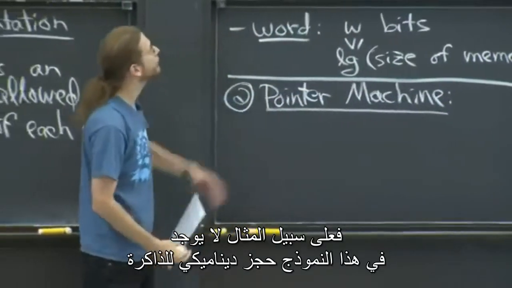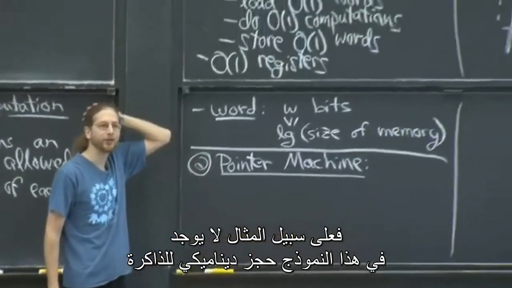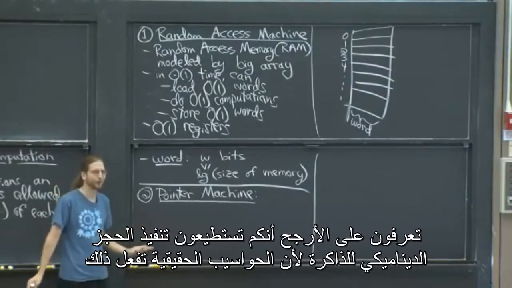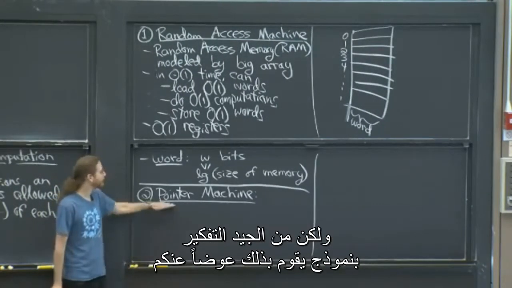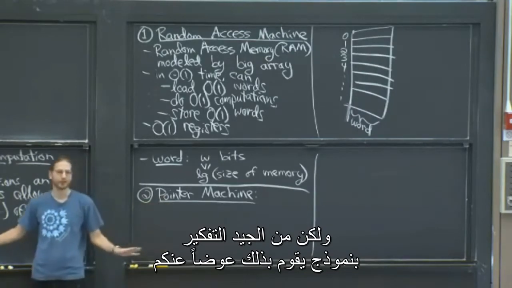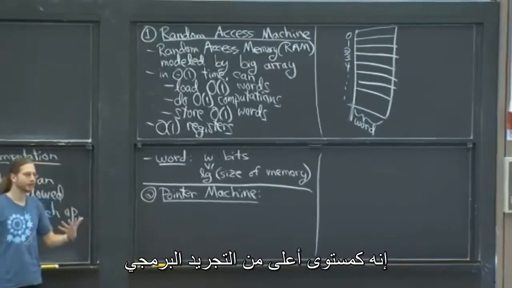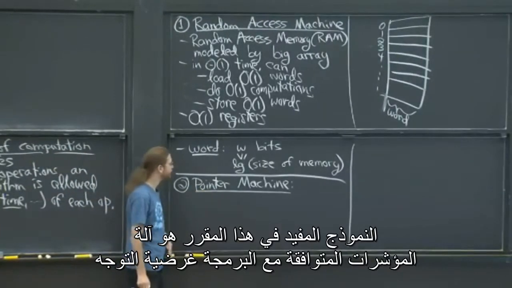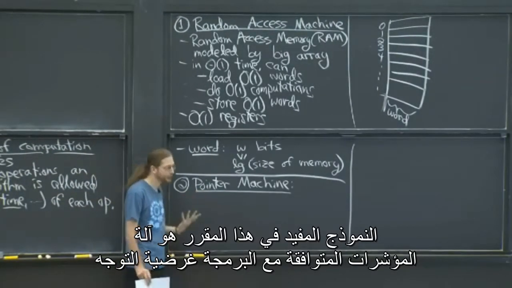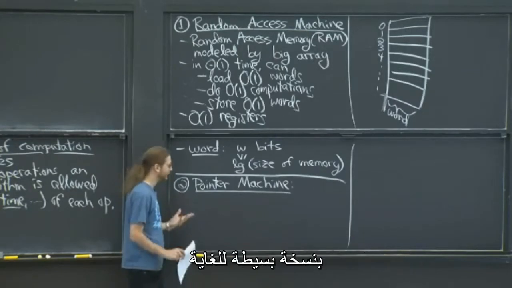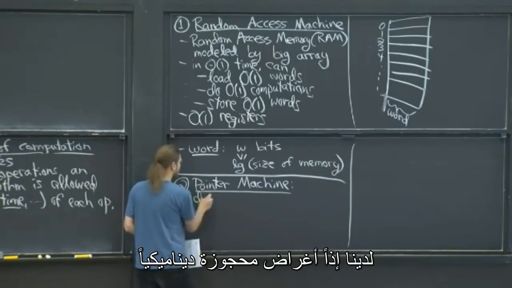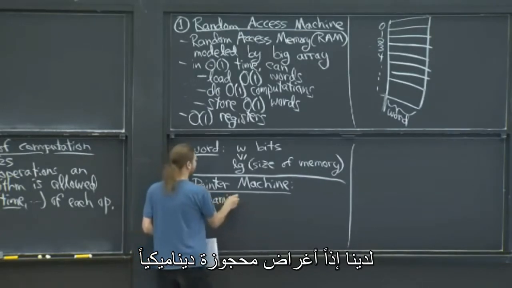For example, in this model, there's no dynamic memory allocation. You probably know you could implement dynamic memory allocation because real computers do it. But it's nice to think about a model where that's taken care of for you. It's kind of like a higher level programming abstraction. So the one that is useful in this class is the pointer machine. This basically corresponds to object-oriented programming in a very simple version. So we have dynamically allocated objects.